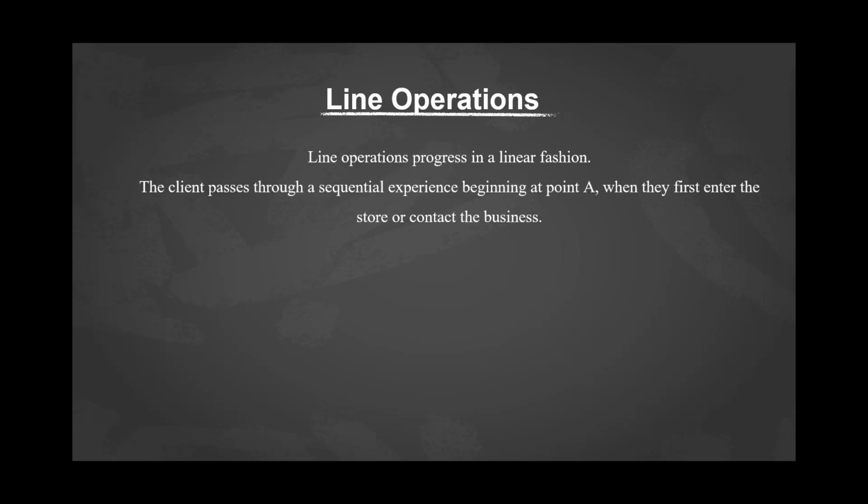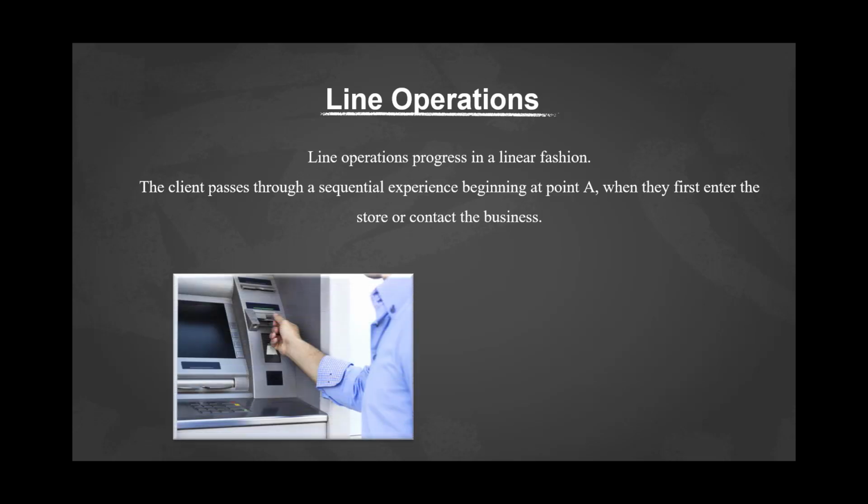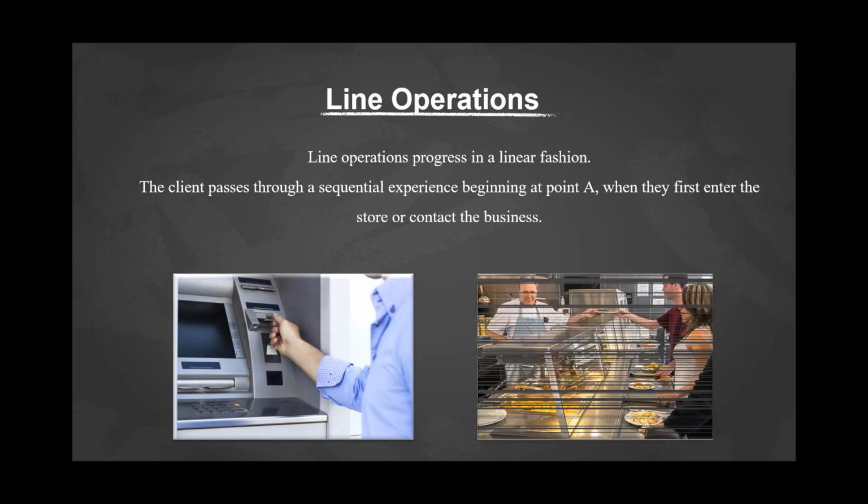So first one is line operations. Line operations progress in a linear fashion. The client passes through a sequential experience beginning at point A when they first enter the store and contact the business. This type of service process is the easiest to automate because it is so standardized. Every customer has a similar customer experience and the service process does not vary. An ATM or a self-service restaurant typifies this type of process.